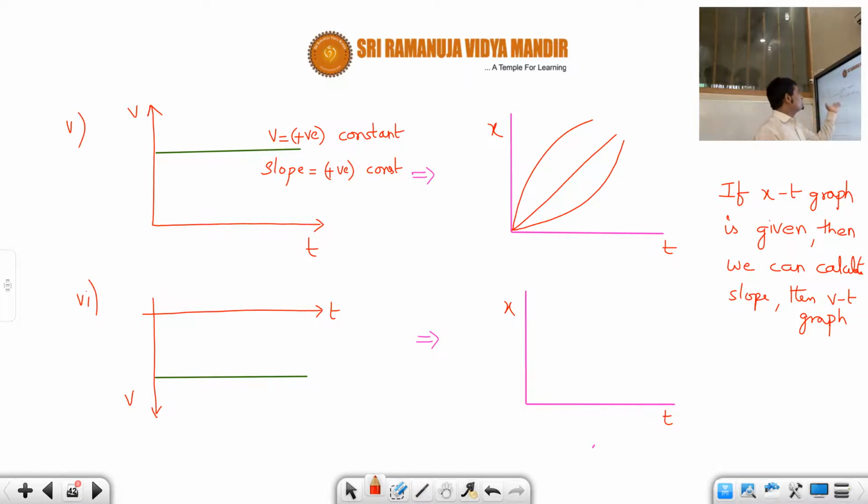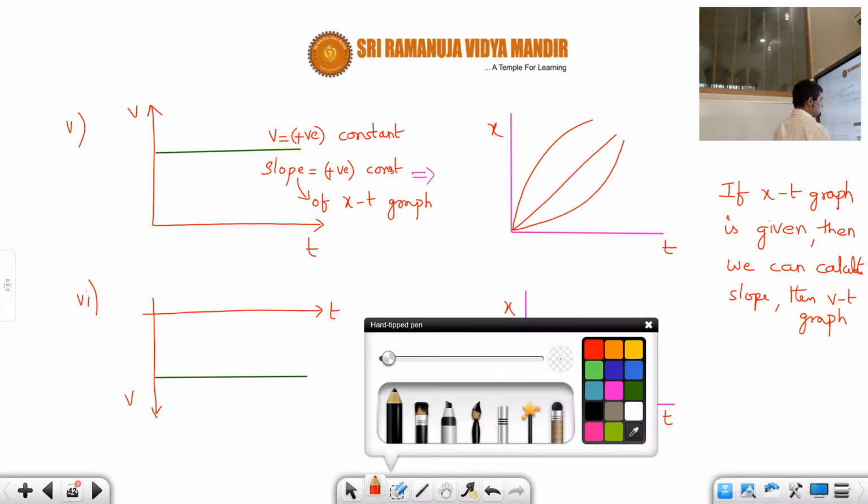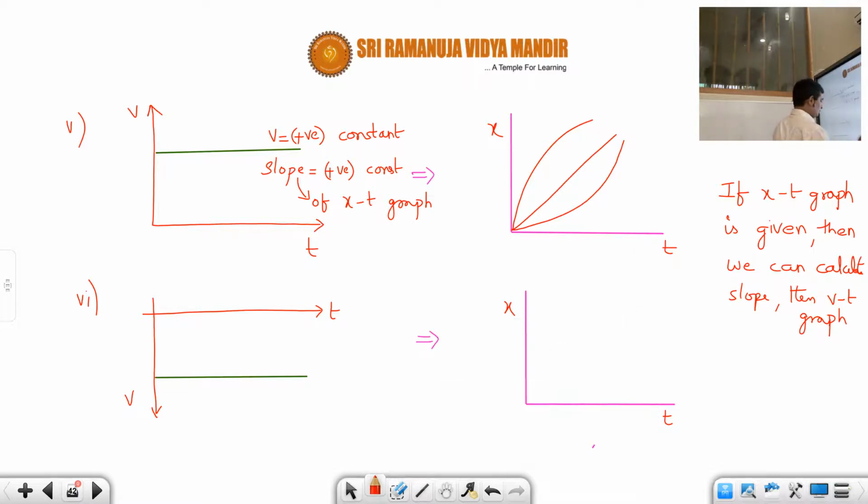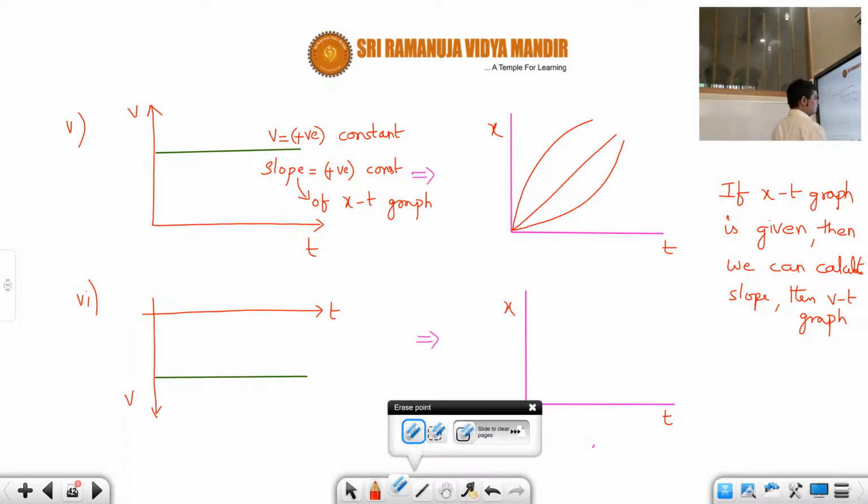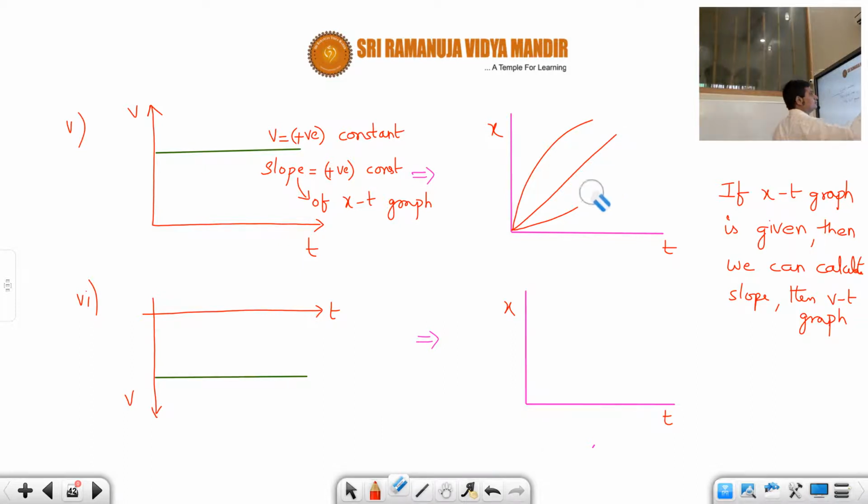Now just think about it. Slope should be, this is slope of what, students? This is slope of XT graph. Slope of XT graph should be positive and should remain constant. So now I have three graphs. Okay, students, otherwise I'll draw in three colors. First I'll erase this one and then I'll draw in three colors.